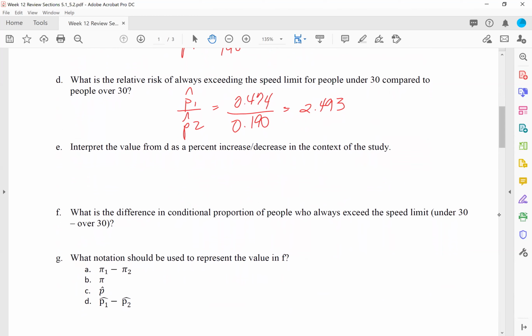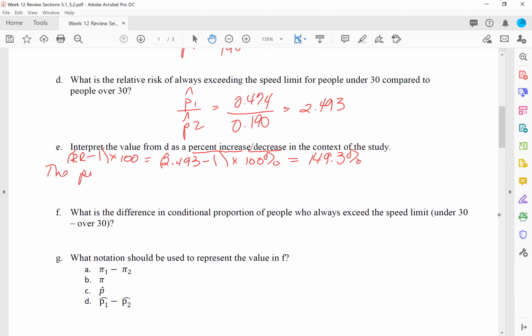If we wanted to interpret as a percent increase or decrease, we have to do a conversion. So we're going to take relative risk minus 1 times 100. So 2.493 minus 1 times 100% gives me 149.3%. So now we're going to talk about how the proportion in group 1 is this percent higher than the proportion in group 2.